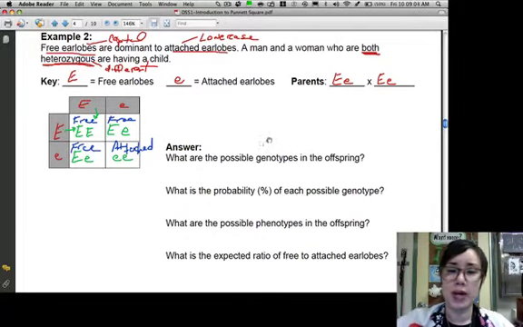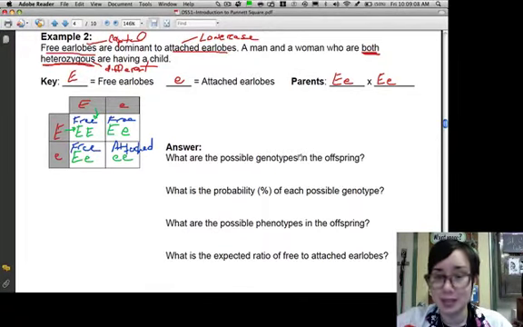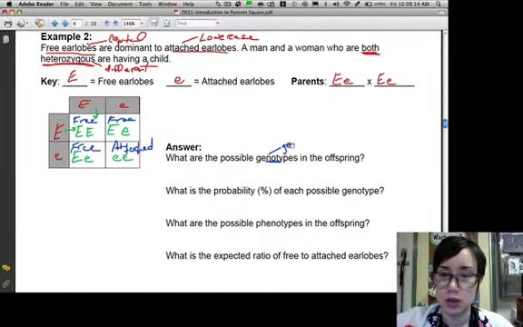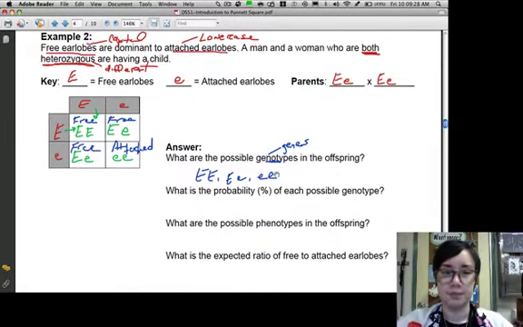If we look at number 1, it asks, what are the possible genotypes of the offspring? So here, all I need to do is list what my babies look like. Again, genotype simply means genes. So I want to know what my letter combinations are. If I look here, it's possible to make a baby that's big E, big E. It's also possible to make a baby that's big E, little e. And then we can also make a baby that's 2 little e's.